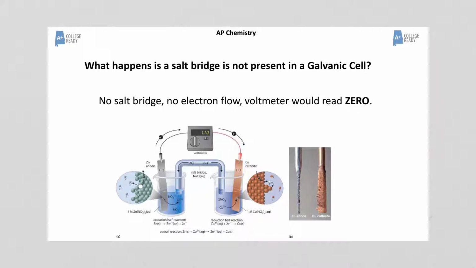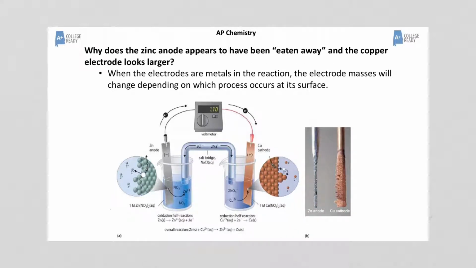So, what if there's no salt bridge? This is a pretty common question that happens. If there's no salt bridge, the charges build up, the electrons cannot flow. So the voltmeter would have no reading. It would have a reading of 0. It would not be producing electricity. And again, this is just talking about that change in mass. Metals that are oxidized actually lose mass, and metals that are being reduced, that you're plating new solid on top of the existing solid.